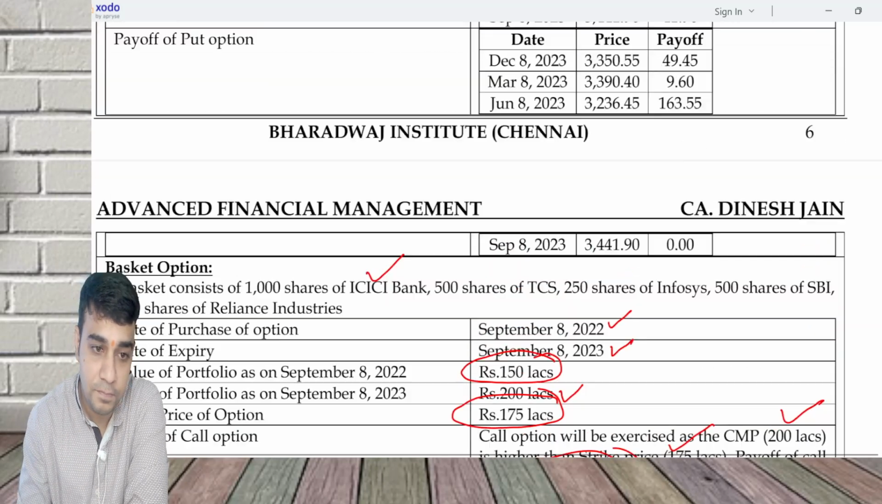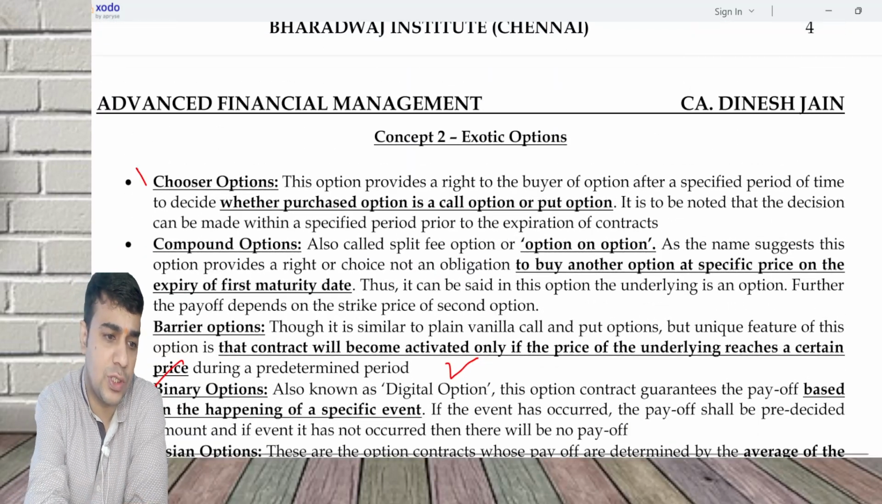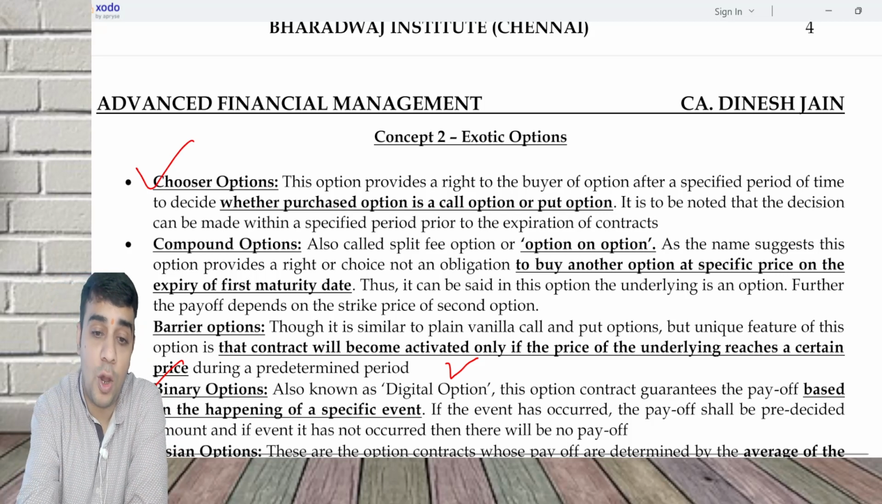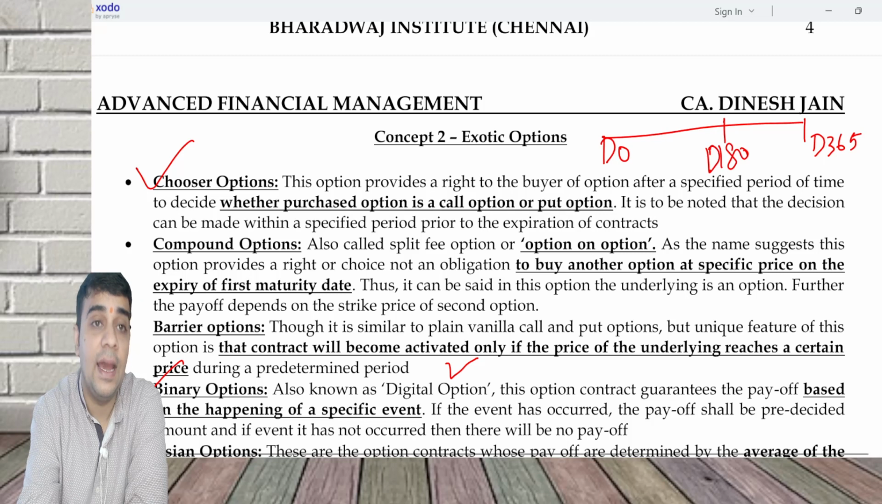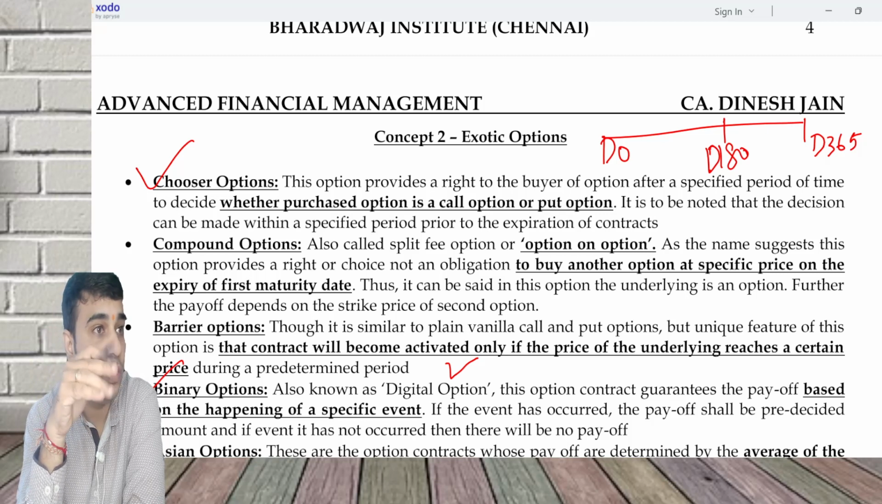Clear? The third type of option which I'll discuss is the chooser option. What is a chooser option? I buy the option on day 0, and the expiry date is day 365. Somewhere around day 180, I will decide whether I bought a call option or a put option. A chooser option gives you the flexibility: when you buy, you don't know whether it's a call option or a put option.